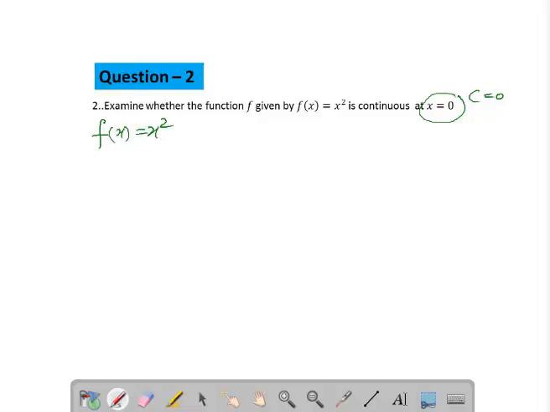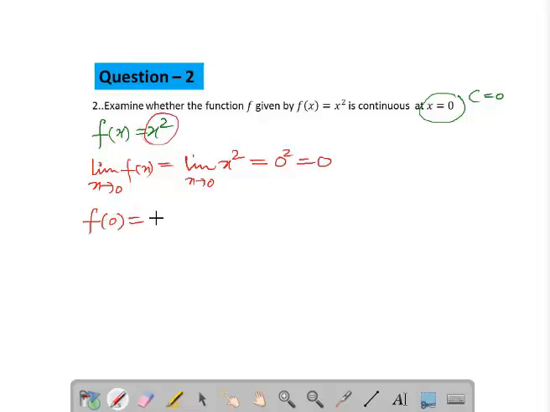So step 1, we need to find the limit at x equals 0, right? So the limit of f of x when x is approaching 0 is equal to limit x tends to 0, and f of x is nothing but x squared. Now x is approaching 0, therefore it becomes 0 squared, which equals 0. And next we're going to find f of c, and the c value is 0, so we're going to find f of 0. So f of 0 is, in the place of x, we write 0 squared, which equals 0.